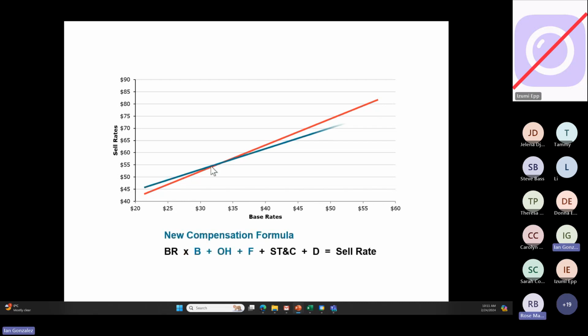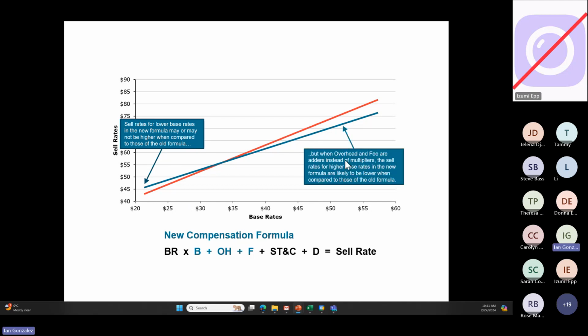Now, for the same job, the contractor might give you another formula where they're all adders. And of course, they have to compensate now because they don't make that much money on adders for low rates. So the sell rates for lower base rates in that new formula, where things are adders, will be higher when compared to the old formula. And because overhead and fees are adders now, constants instead of multipliers, they will naturally be lower for those with higher rates. So for the more senior people, the overhead and fee is still the same amount. It's not a percentage of their base rate.